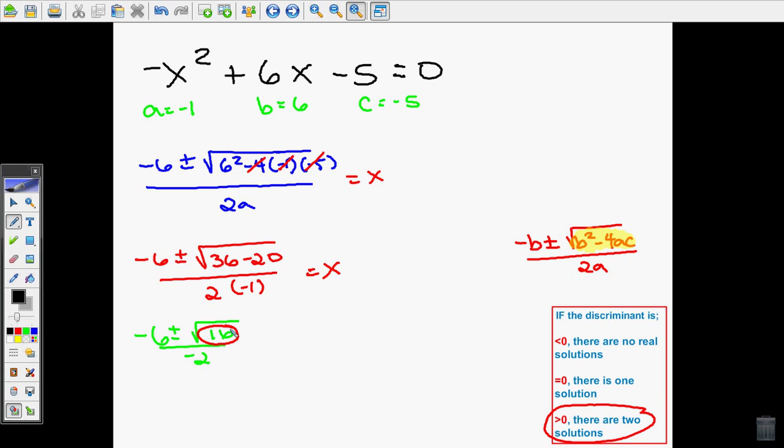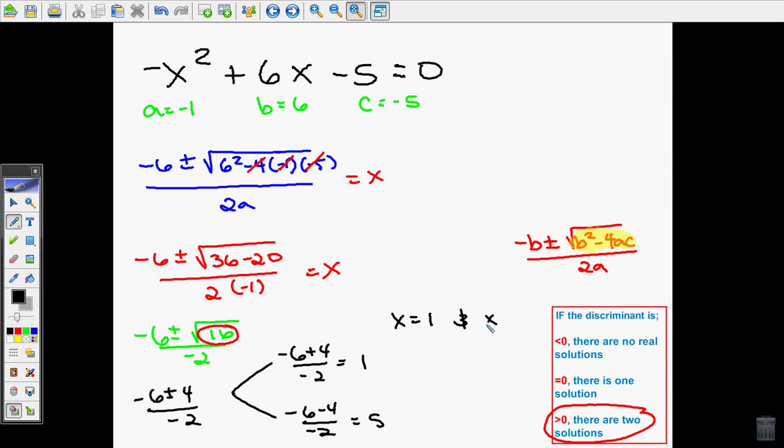To take this a step further so you can see what I'm talking about, we have -6 plus or minus 4, divided by -2. There are two things we can come up with here: -6 plus 4 divided by -2, or -6 minus 4 divided by -2. Here we get -6 plus 4 is -2, divided by -2 is 1, and here we get -10 over -2, which is +5. So we do get two solutions: x is 1 and x is 5. Just like the discriminant said, because it was greater than 0, there would be two solutions, and there were.